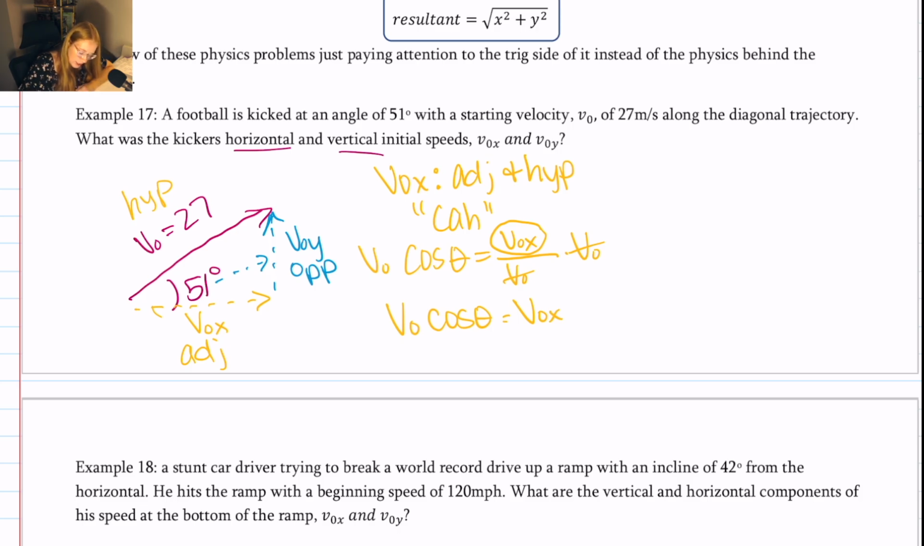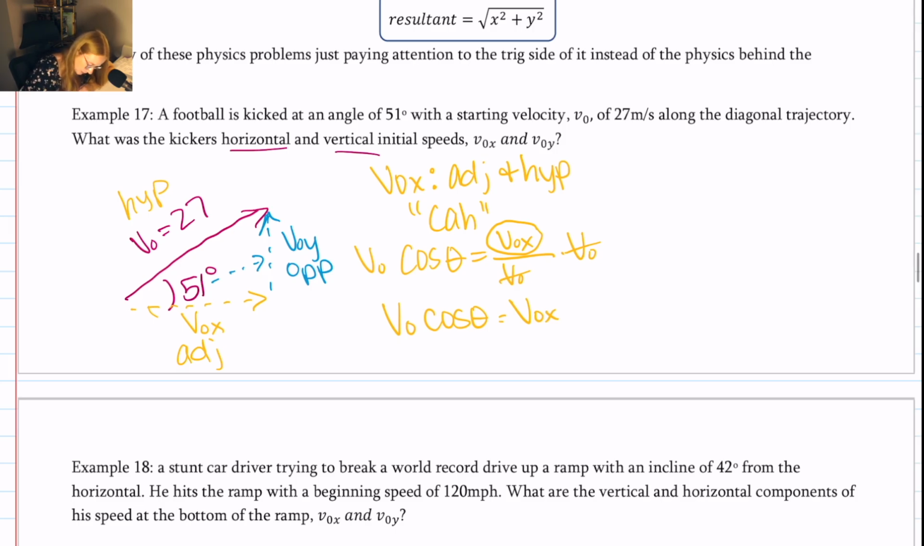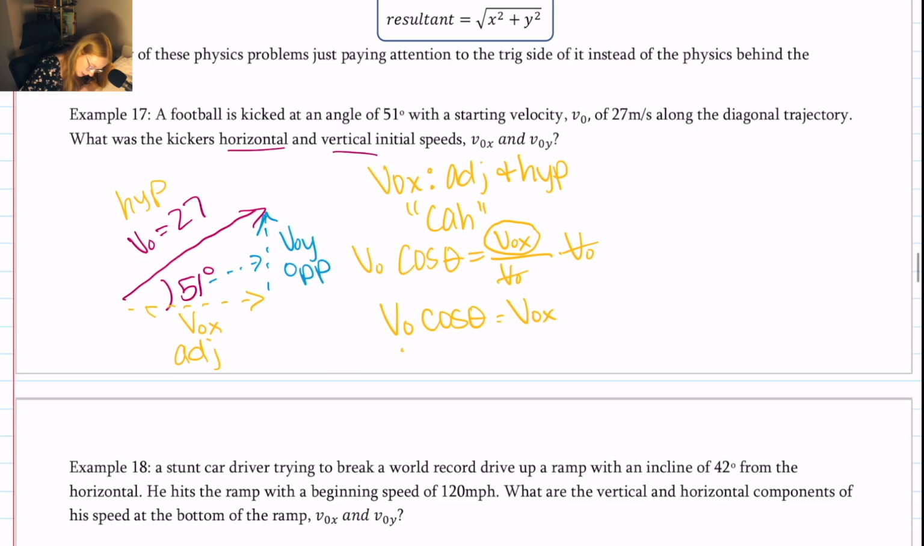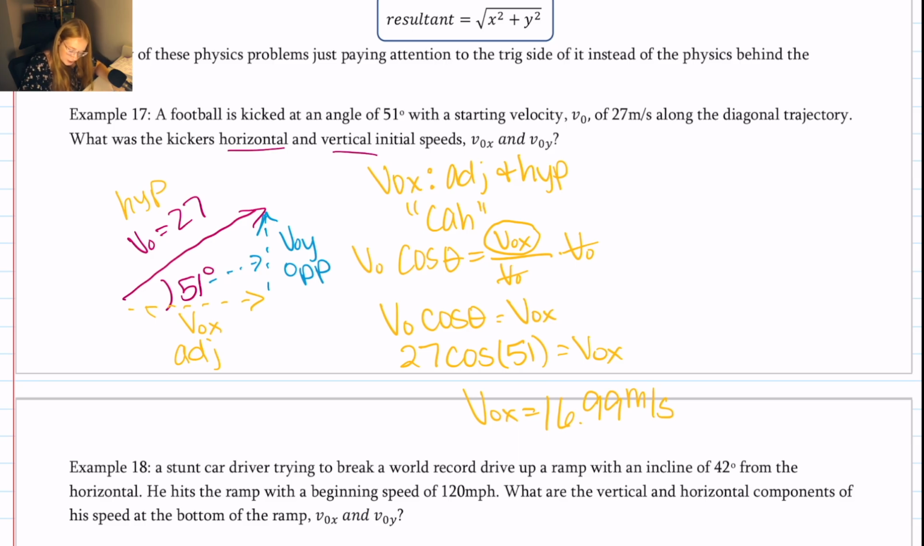Okay, now that I have it isolated, let's go ahead and plug in our values. So V0, the original, is 27, cosine, and the angle is 51. So if I type that in, I should get my answer. So let's see how fast it's traveling in the x direction. And it looks like it's traveling 17 meters per second, 16.99.